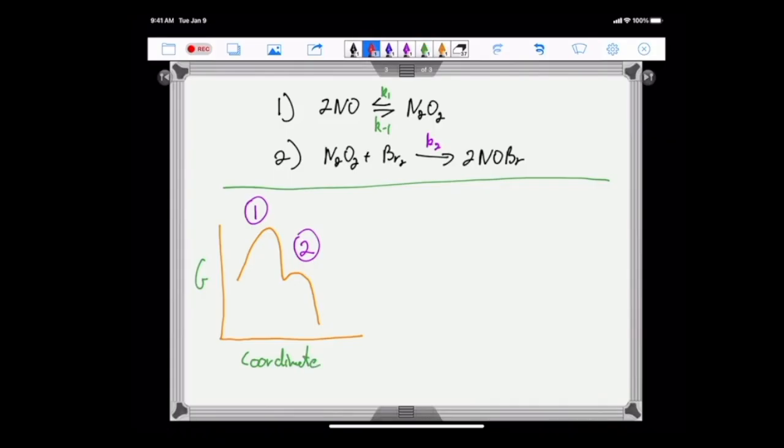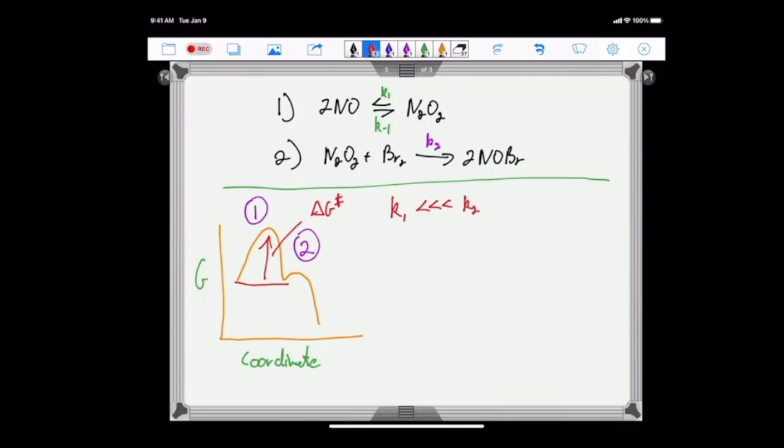So if this is the case, remember what we said before: if this first step is slow, then the delta G double dagger for this first step is much larger than the second step. As a result, the K1, the value of our forward rate constant, is going to be a lot smaller, many times less than any of the other values associated in here. More importantly, especially the K2 value.